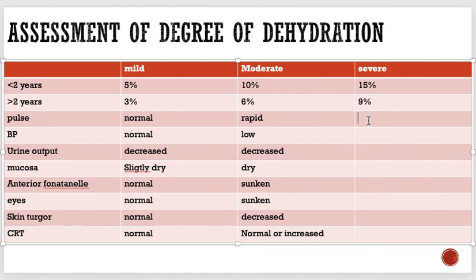But whenever there is severe dehydration, guys, now see, this is the time when their pulse will be rapid and weak because there is less intravascular fluid, okay? Blood pressure will be low for sure. Urine output, maybe there will be anuria, no urine at all. Mucosa will be completely dried, okay? Anterior fontanelle will be sunken for sure, okay? Eyes, of course, dry and sunken.